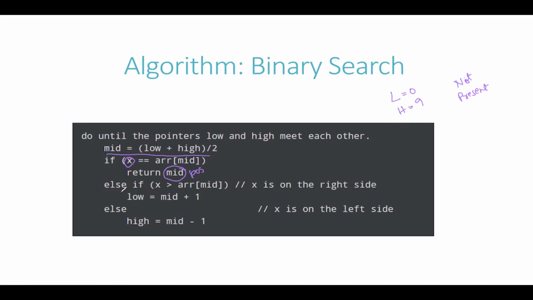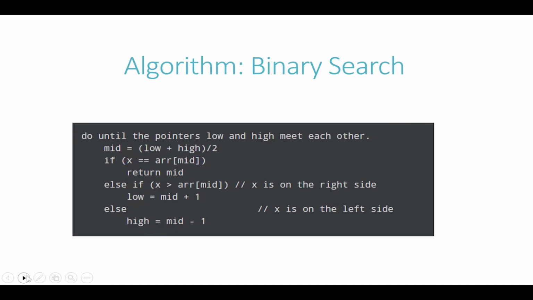If not, I'm going to check else if the value I'm looking for is greater than the mid value. If it is greater than the mid value, as we all know, we have to only look at the right hand side. Hence, I will change the low value to mid plus 1. Otherwise, which means the value is present on the left hand side, I have to change the high value. So the high value will move to mid minus 1. Okay, so that is how we will continue the iteration until we find the value.